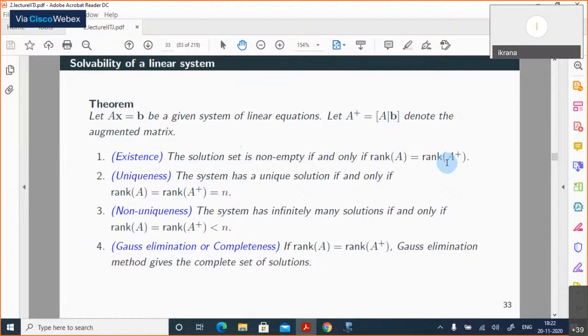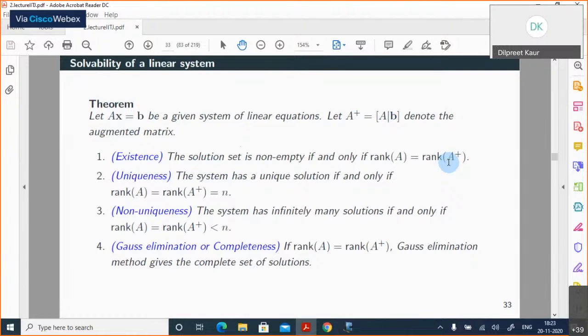So that means what? That means the rank of A is equal to the number of non-zero rows in A plus. So that is the same as saying the rank of the augmented matrix is equal to the rank of the original matrix. Then the system has a solution, right?